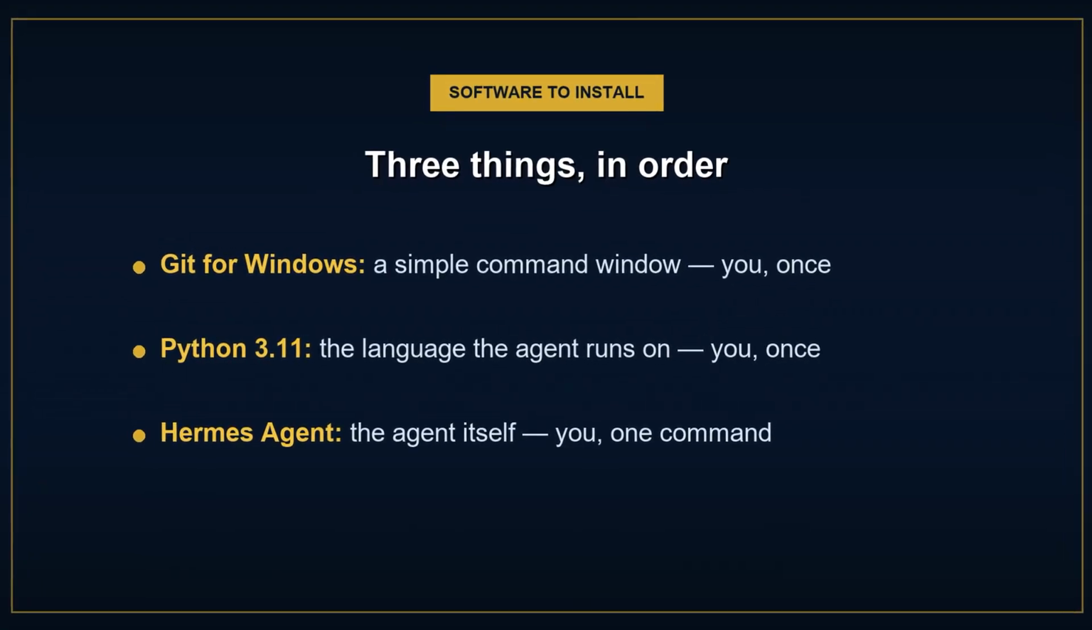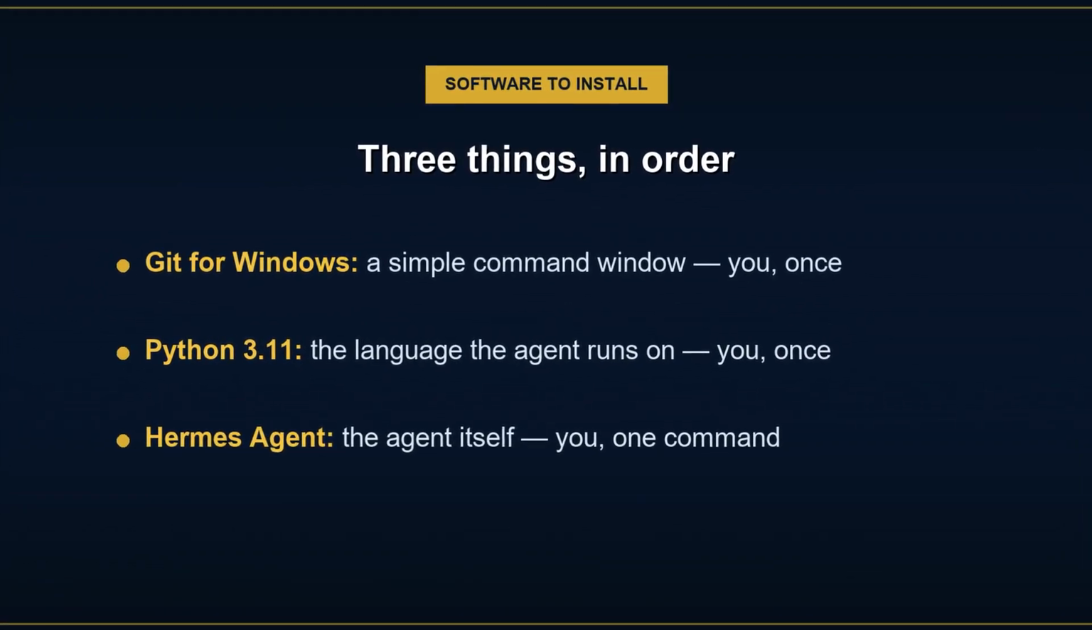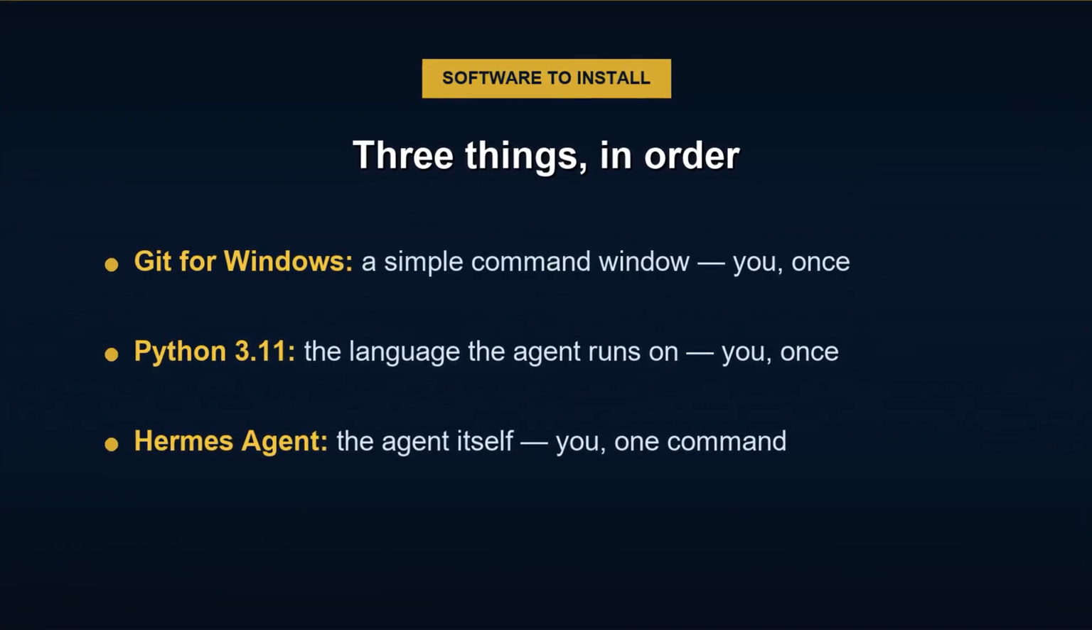Finally, 3 pieces of software, in order. Git for Windows, a simple command window. Python 3.11, the language the agent runs on. And Hermes, the agent itself, which installs with one command. You install the first 2 by hand. The agent helps with the rest.